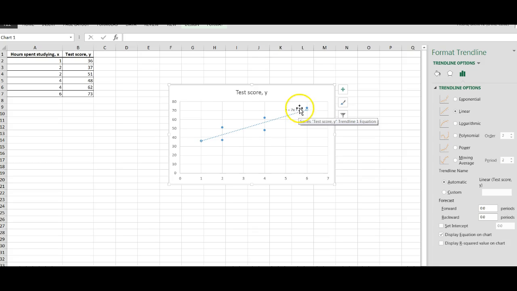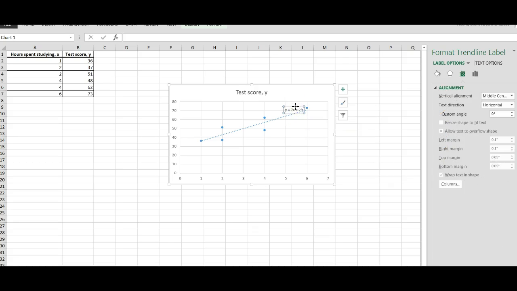Now, let's take that regression equation. Let's move it up to here. I'm going to see if I can make it a little bit larger for you to see. I'm going to make it about 20. Hit enter. There it is. y = 7x + 29. Wow. Good to know.